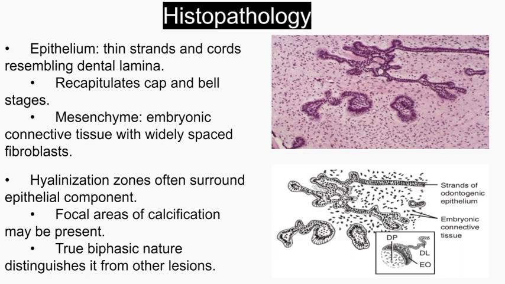Now, coming to the histopathology, mesenchymal component. The background consists of embryonic connective tissue with widely spaced fibroblasts. You may also see zones of hyalinization and occasional focal calcification. The presence of both epithelial and mesenchymal neoplastic components confirms its biphasic nature. That is the reason I used the word biphasic at the start.